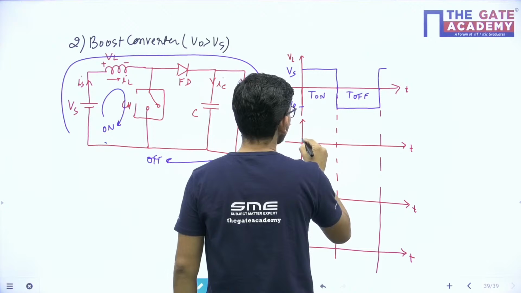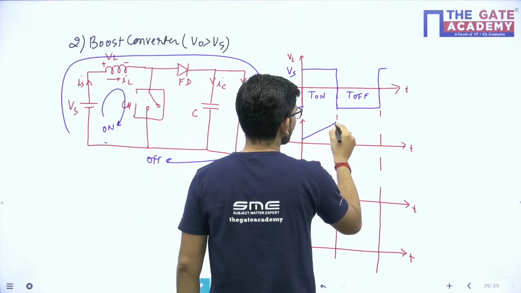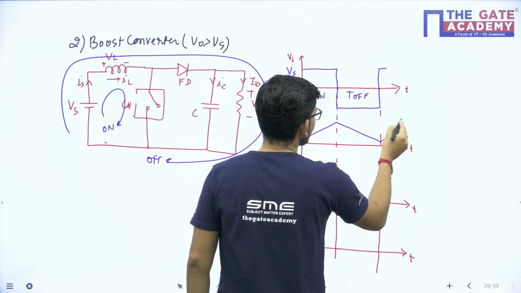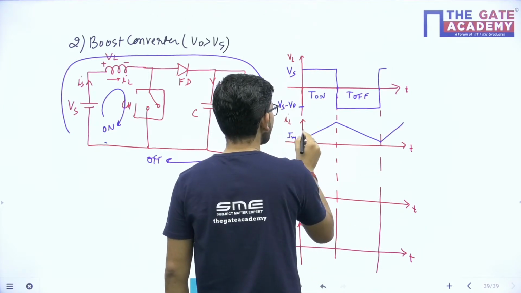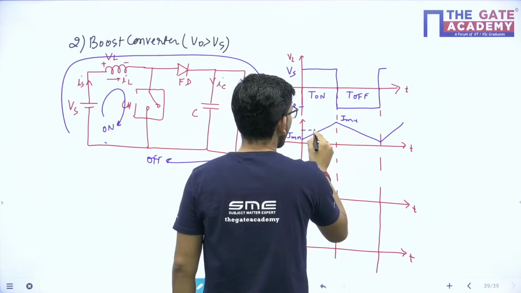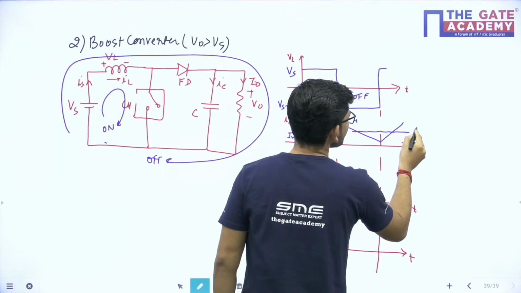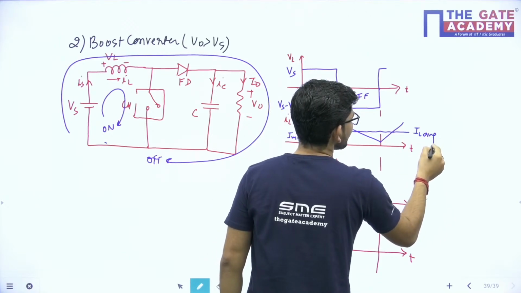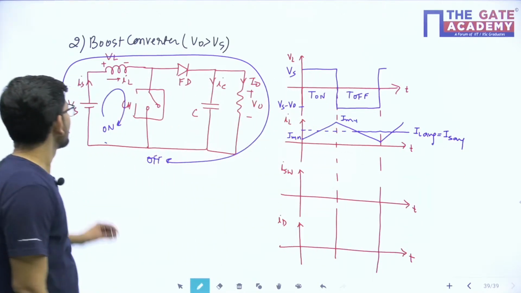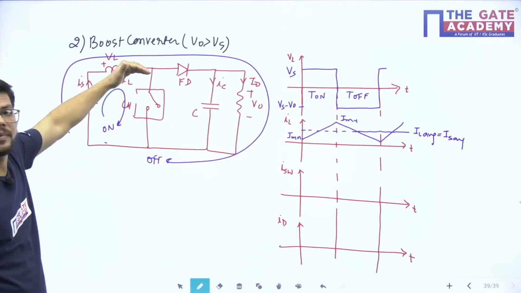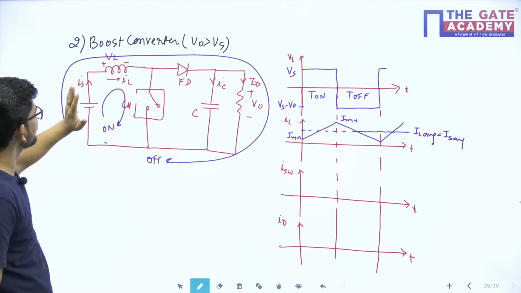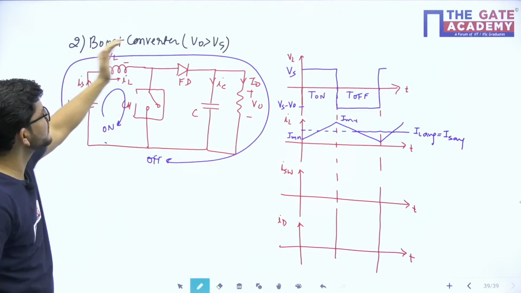Now what happens to the inductor current? During the on period the inductor current rises, and during the off period the inductor current linearly decreases. This is I min and this is I max. Now the average of inductor current in this particular case, that is IL average, is equal to the source average current, isn't it? See, the source will carry current permanently here, okay? When the chopper is on, the source current is equal to IL. When the chopper is off, this source current is transferred to the load current.